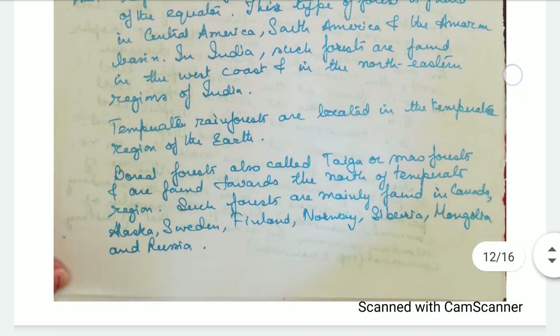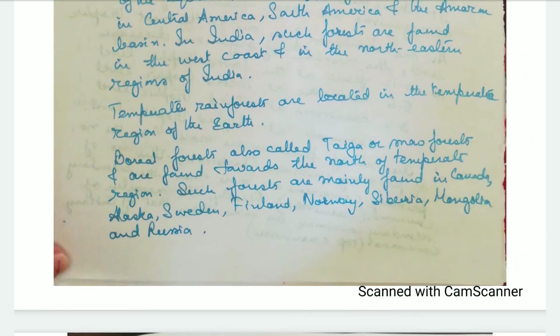Now, temperate rainforests are located in the temperate regions of the earth. Okay, and boreal forests, they are also called taiga or snow forest, and they are found towards the north of the temperate region. Such forests are mainly found in Canada, Alaska, Sweden, Finland, Norway, Siberia, Mongolia, and Russia.